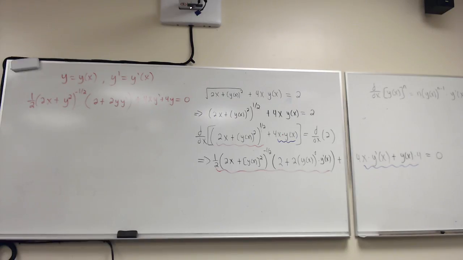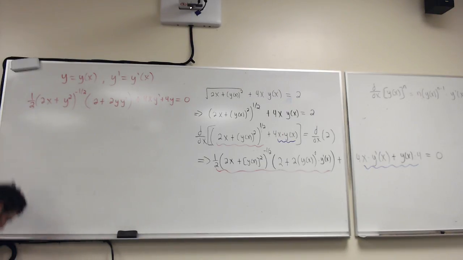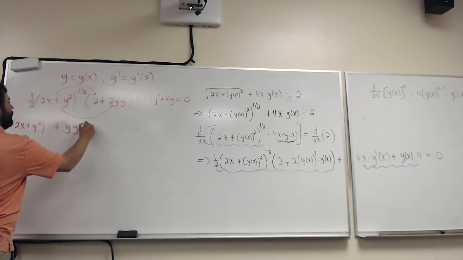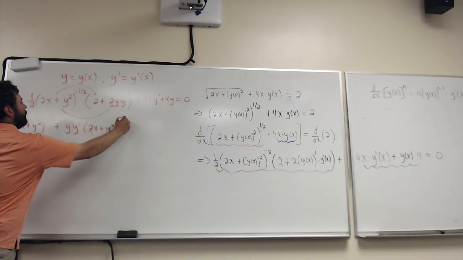And then let's see, I have to distribute this term to the 2 and then distribute this term to the 2y y prime. Okay. So 2 times this, the 2 and the 1/2 just become 1. So you get (2x plus y squared) to the minus 1/2. That's for this distribution. And then I'll distribute to the second term. That's just going to be plus y prime (2x plus y squared) to the minus 1/2.